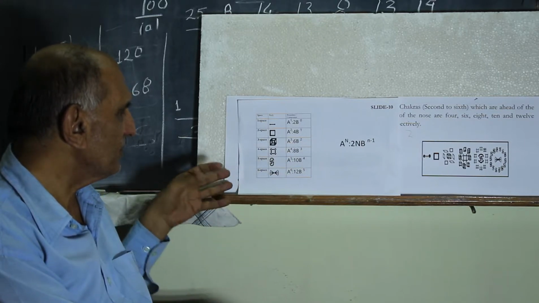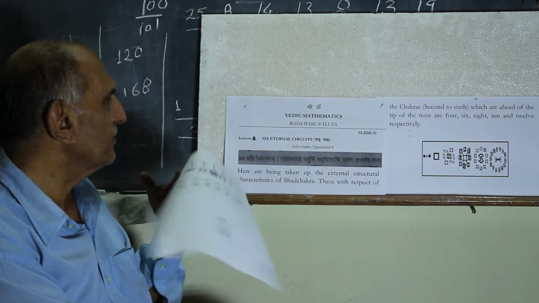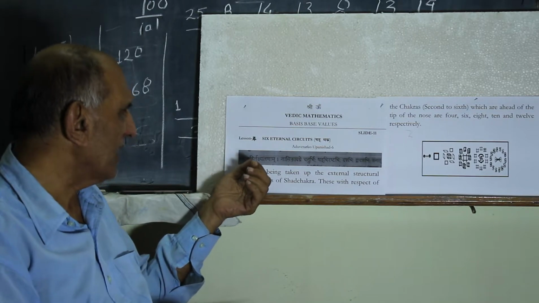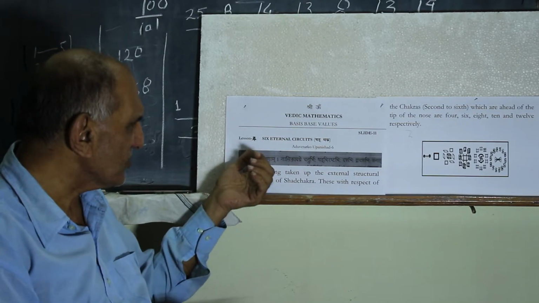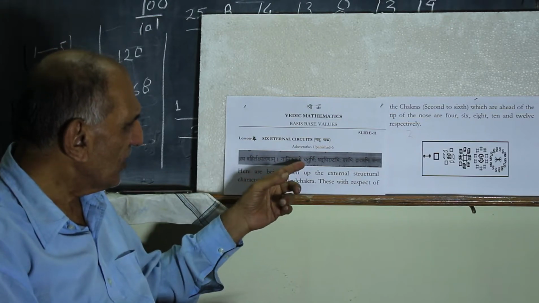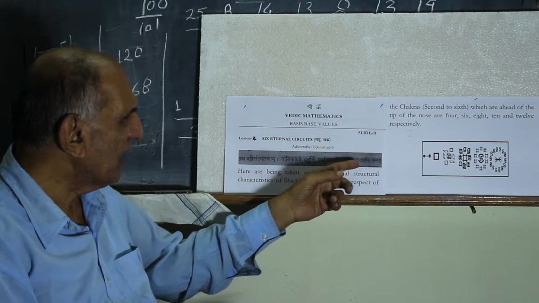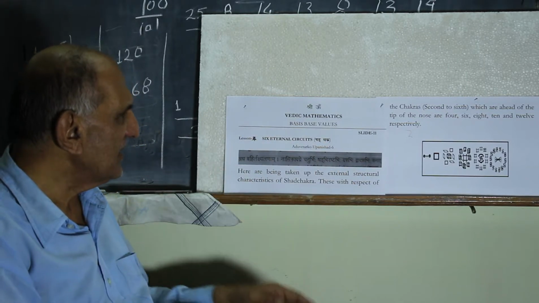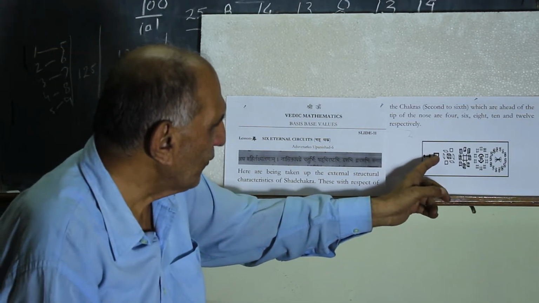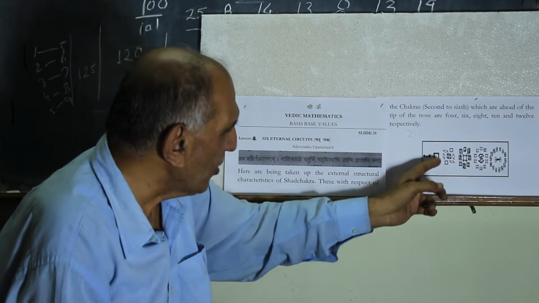Let us revisit the Upanishadic preservation. Here, Bahir Lakshanam, external characteristics ahead of the nose, are 2, 4, 6, 8, 10 and 12. These boundary components are 2, 4, 6, 8, 10 and 12.